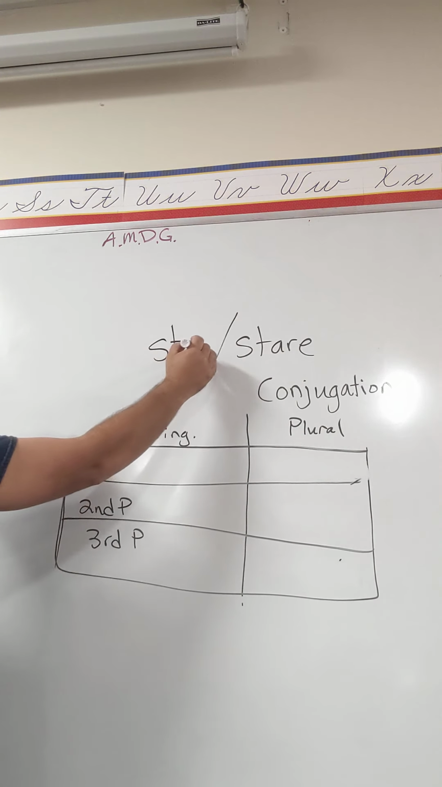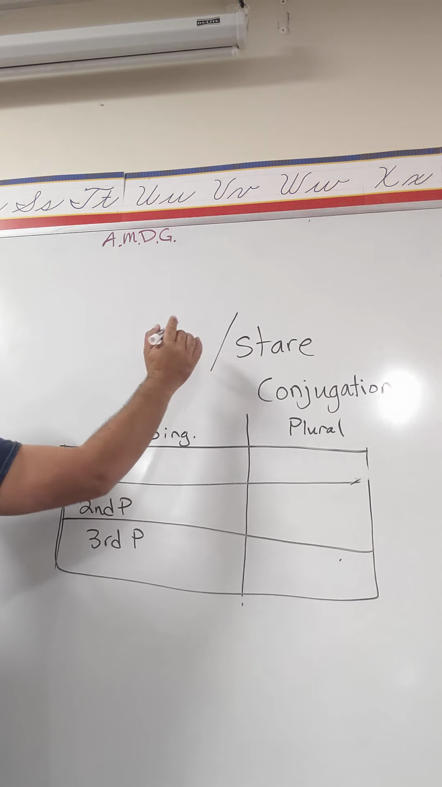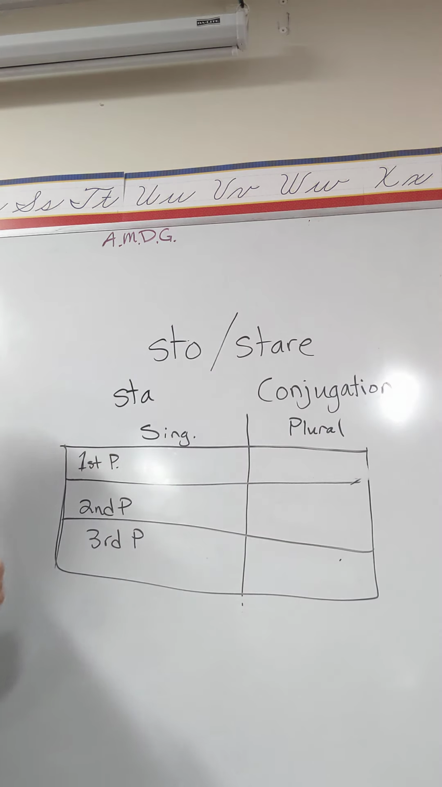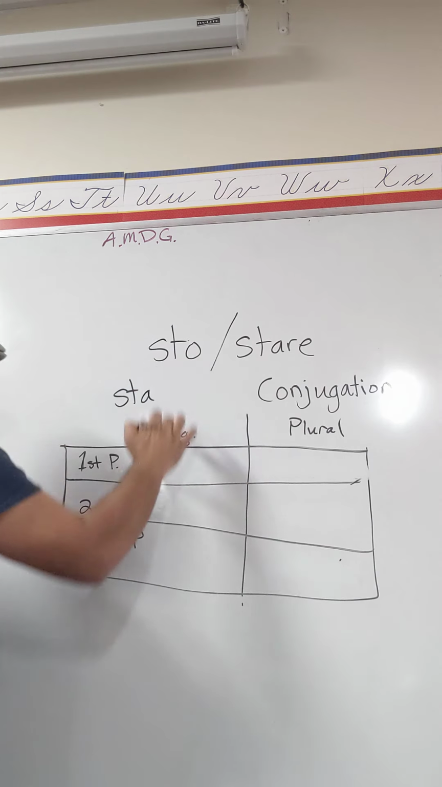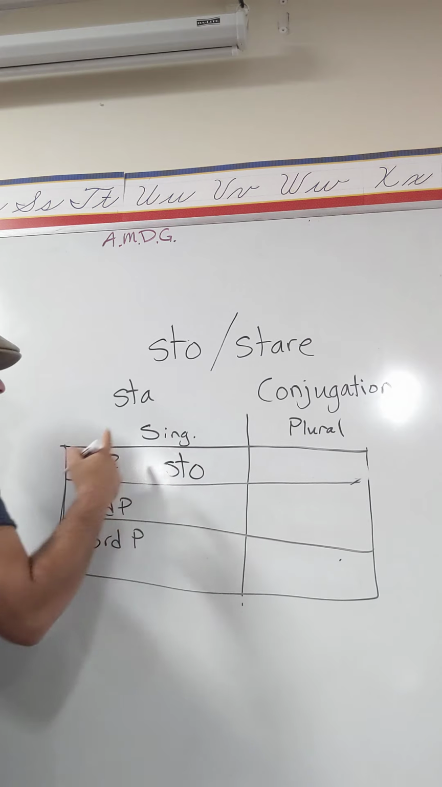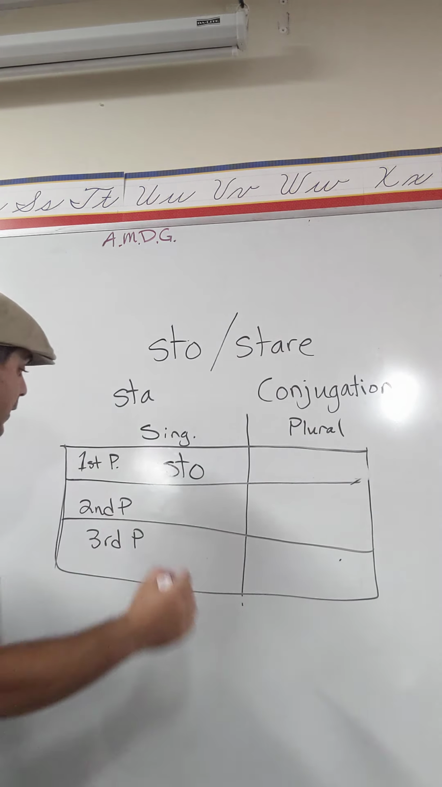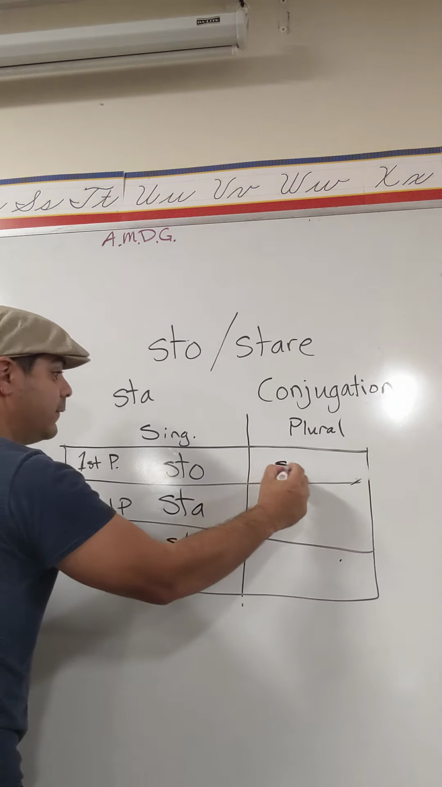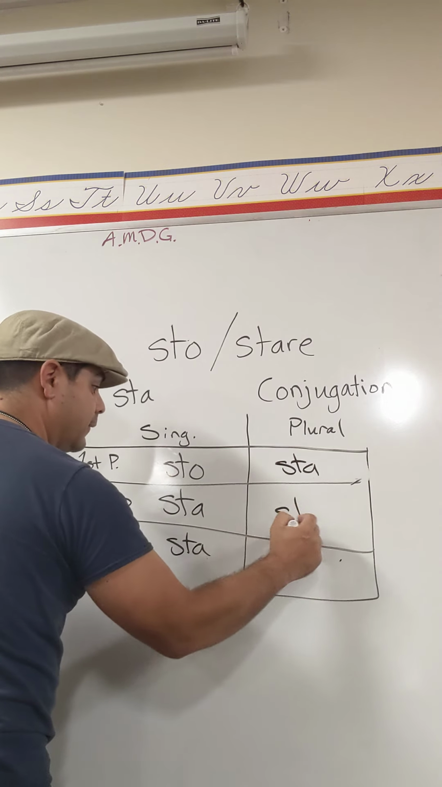But it's going to be the same thing. An easier way to do it for now is just to turn that O into an A. So this one goes right here. This is the only one where I don't put the stem, sto. But everything else is going to have the stem. So I just write sta, sta. This is what I tell the kids, just do this on the test. Okay, sta, sta, sta.